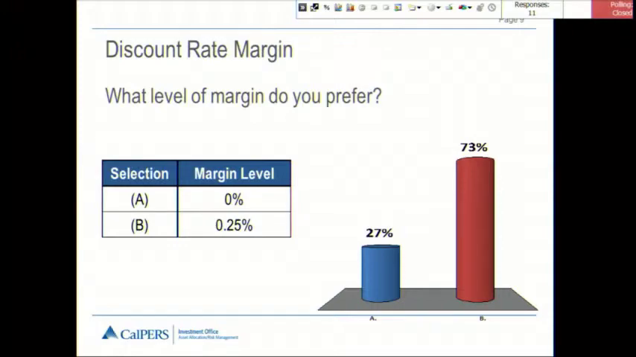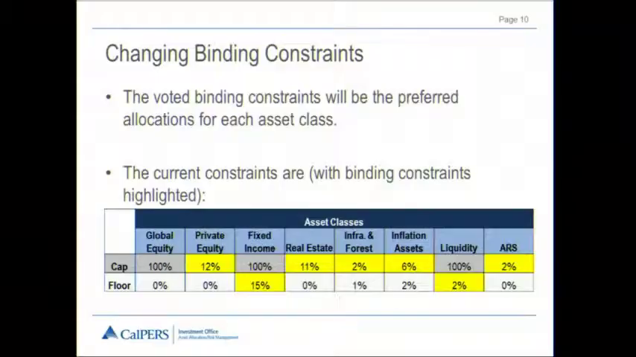Excellent. All right, are there any questions or observations before we move on to a review of the constraints? All right, seeing none, the slide that you see in front of you right now is a reflection of the yellow blocks, which represent the binding constraints that have impacted some of the candidate portfolios.